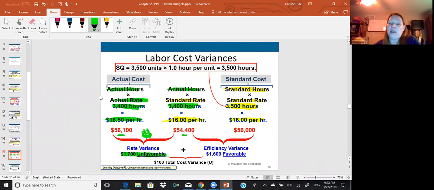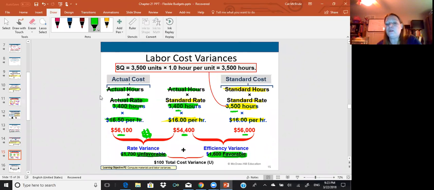Over here, for the number of hours we plan to use, we would end up spending $56,000 on labor because of planning on using 3,500 hours, but we only used 3,400. So we only spent $54,400. So that gave us a $1,600 favorable variance.